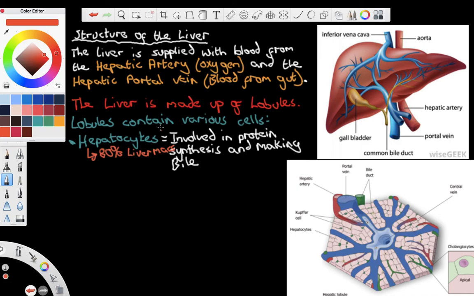Okay. Now hepatocytes do take substances from blood and release waste into the blood. So they take substances from the blood and release waste back out.